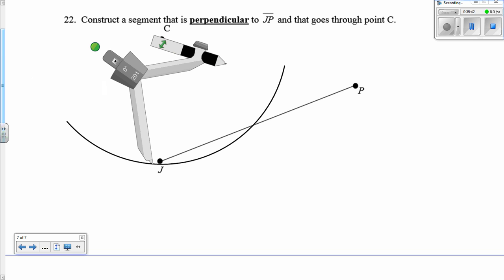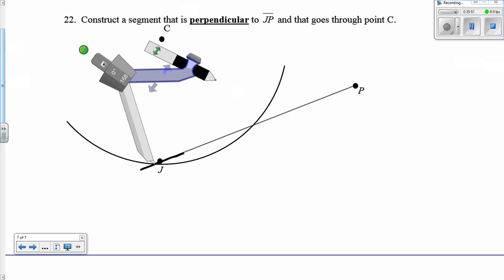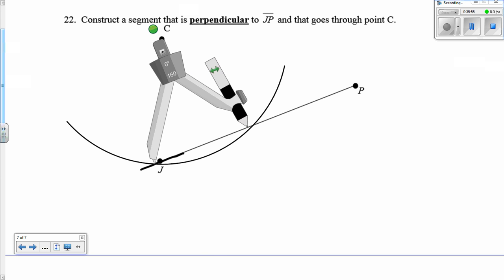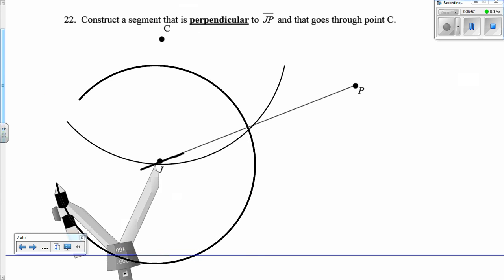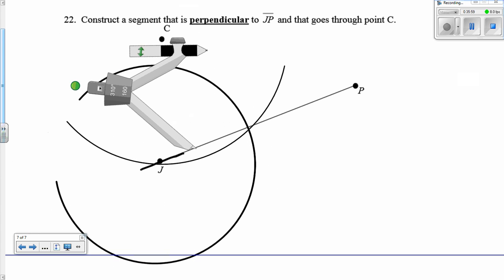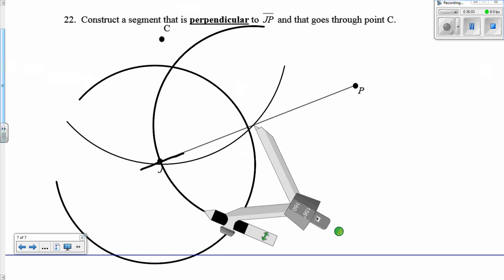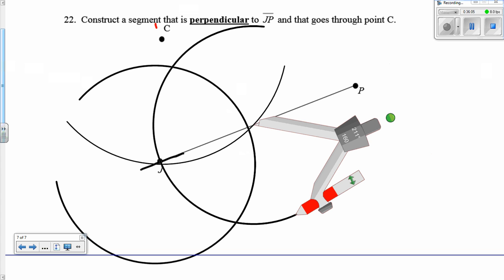I'm going to extend my line a little bit. Close a little bit. Just more than half. We're more than halfway. Draw my arc. Bring it over to my other spot where my arc intersected my line. Draw my arc. Then you guys will use your rulers to make this all nice and pretty. So there's your perpendicular line.